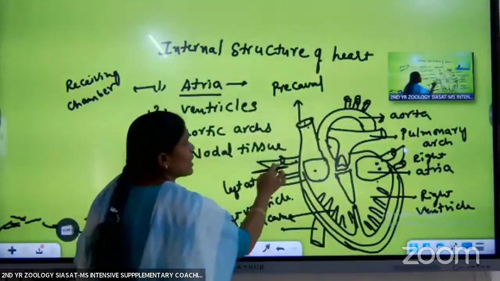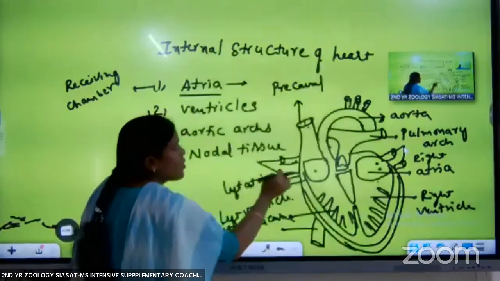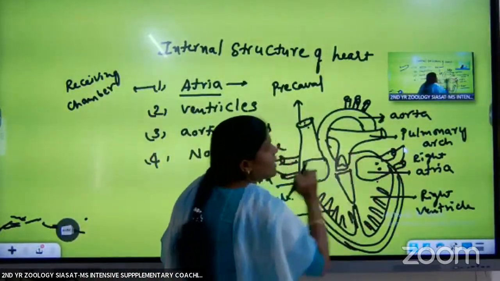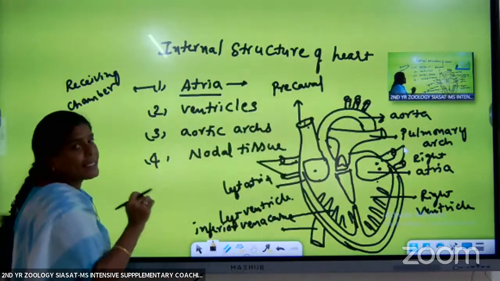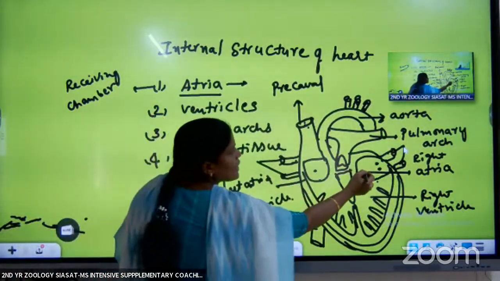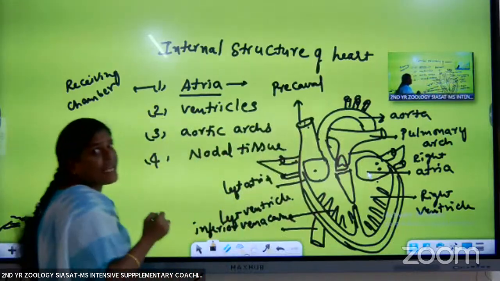One pair of the pulmonary veins is present on the left side, and one pair is present on the right side. These pulmonary veins collect the oxygenated blood from the lungs and give it to the left atrium.